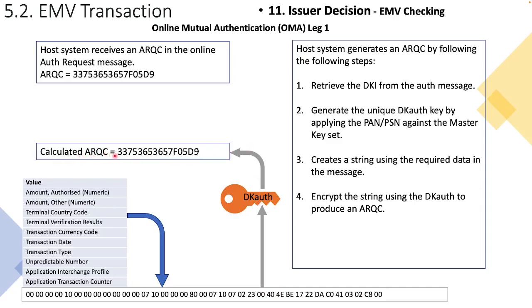Now at this point we've got two ARQCs. We've got the one that the issuer host has calculated, and the one that it received on the online message, which is stored temporarily. So all the issuer host system now needs to do is compare the two. If the two match, then we've successfully validated that the card being used in this transaction is a genuine card that was issued by this issuer host system.